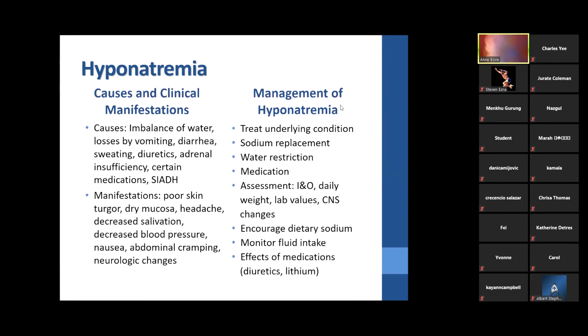So your clinical manifestations of hyponatremia: you're looking at an imbalance of water, and you're losing water accordingly. You're going to have poor skin turgor. You're going to have dry mucosa, and as you can see, a decrease in blood pressure because you're losing water, you're losing volume. You'll have abdominal cramping, and you'll see neurologic changes.